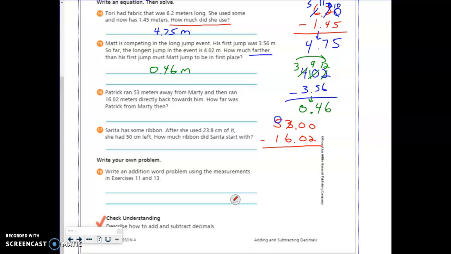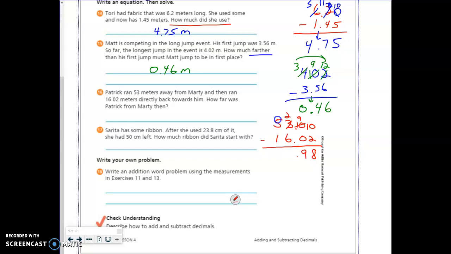I can't take 2 away from 0, nothing to borrow from in the next column, so I'm coming all the way out front here to turn that 3 into a 2 and making this a 10. Then I'm going to borrow from this 10 and make it a 9, and making this one a 10. 10 minus 2 is 8. 9 minus 0 is 9. Drop the decimal point straight into my answer.